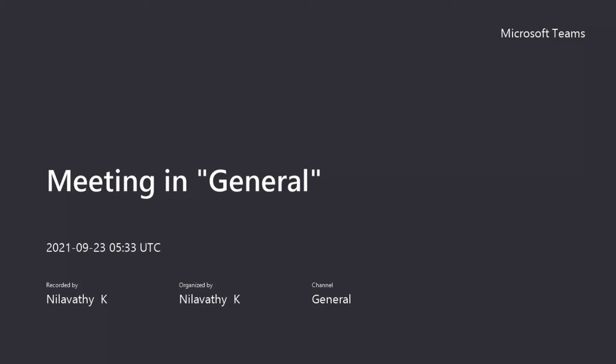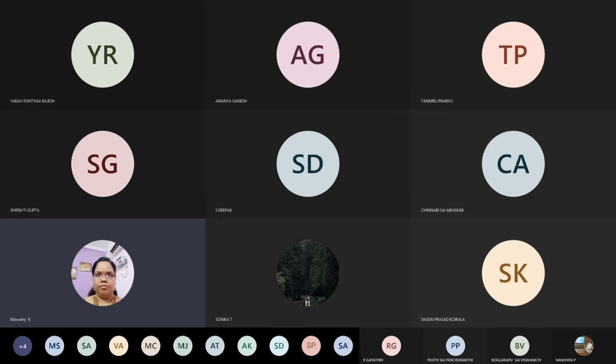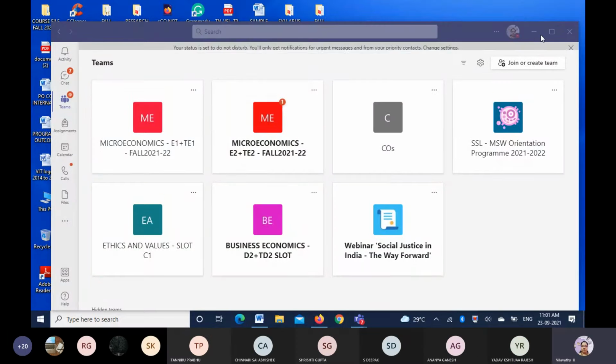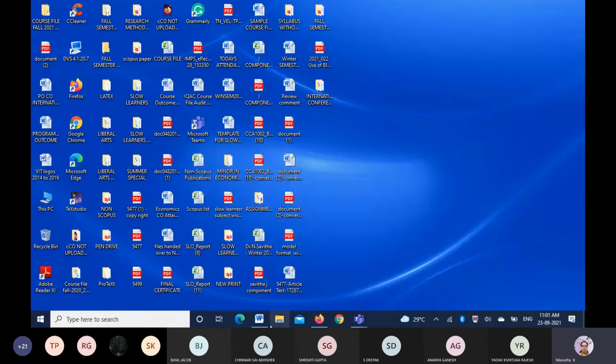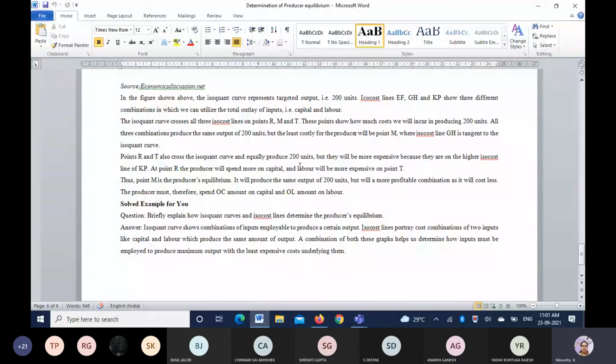Actually, the fourth module is about production function. So that is what we are going to see today. When I talk about production function, it is a theory which studies the relationship between the input and output, like how the input combinations are used and how output is determined.